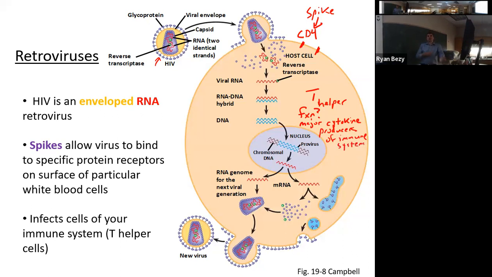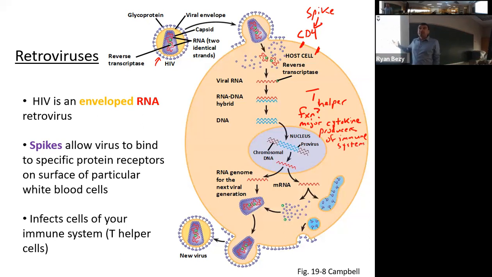T helper cells are the major cytokine producers of our immune system. And what really just happens is HIV gets inside of T helper cells and then makes it so they don't function properly.